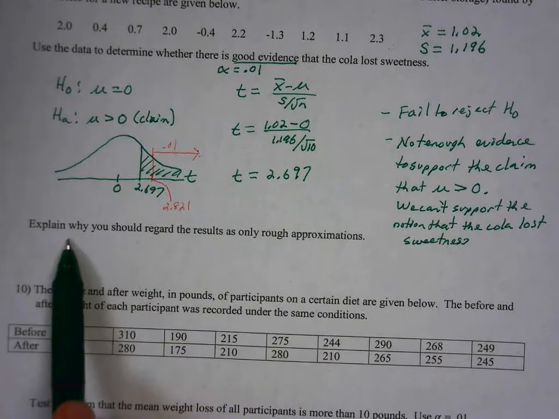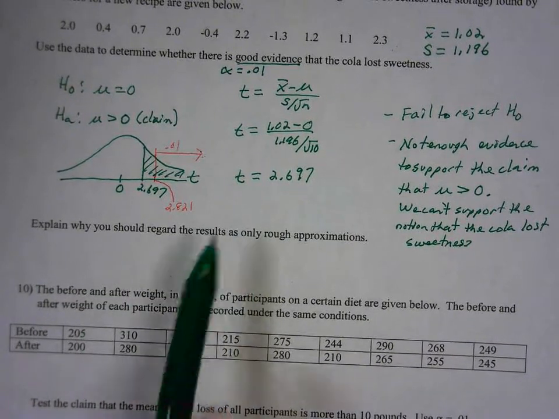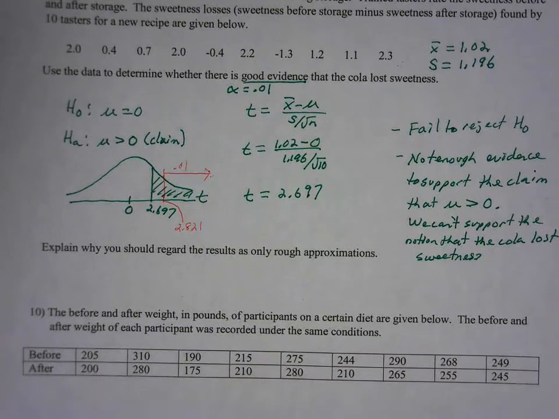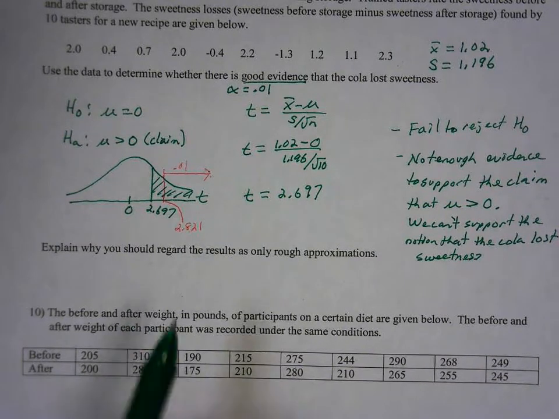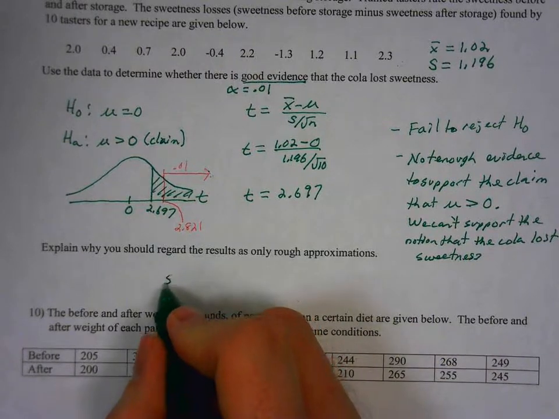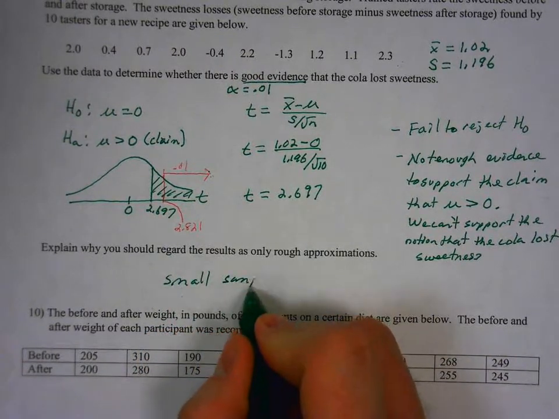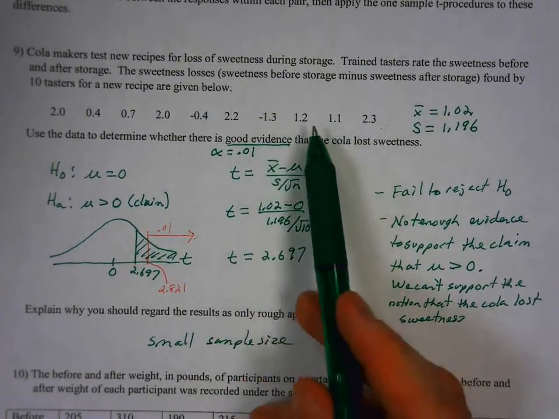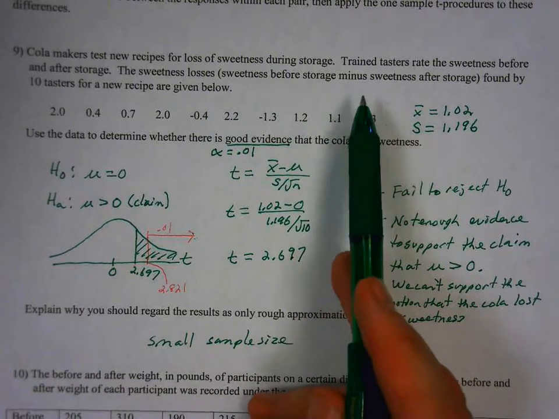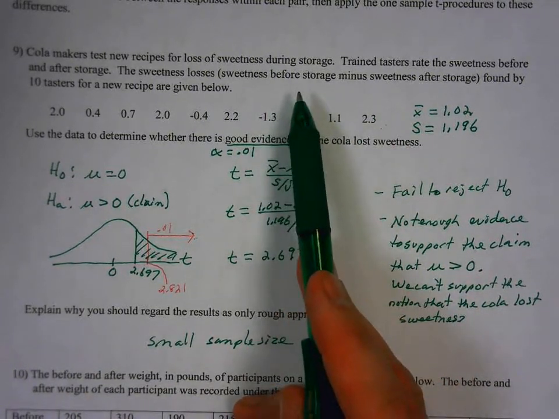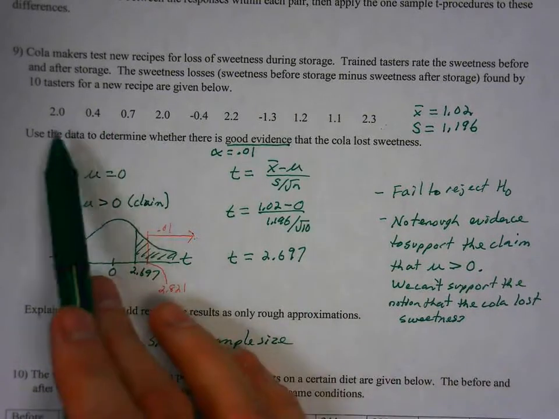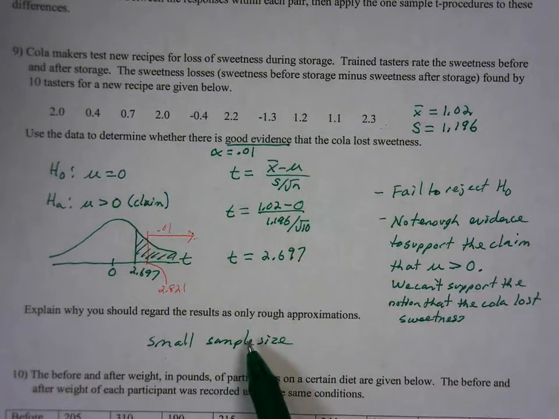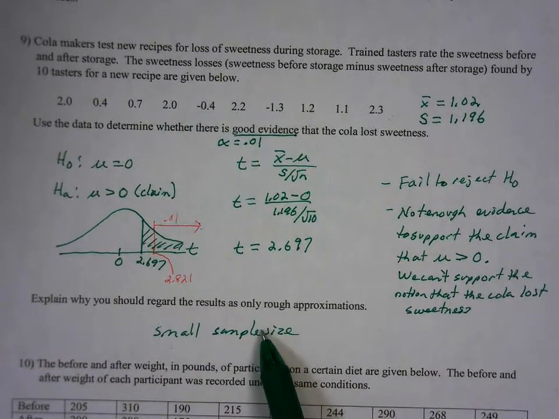Okay, the next part here, explain why you should regard these results as only rough approximations. Okay, this is not something I go crazy with in the video trying to explain, which is why you need to read a book and watch the StatTutor videos and all that. Okay, these are rough approximations because there's a small sample size. We don't know that the lost sweetness follows a normal distribution or not. They don't tell us that it's approximately normal, and we only have a sample size of 10, so you need to be very wary of the results that we get here because it's such a small sample size.